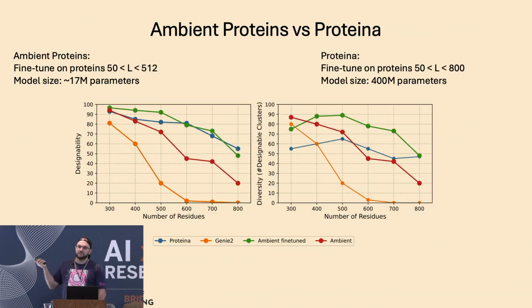But here's ambient diffusion versus ambient protein diffusion versus Proteina. You can see our model is competitive on designability, but we're actually crushing them on diversity because of our ability to go into these noisy proteins. So it feels pretty good to see that we have a model that is an order of magnitude smaller than theirs and is very, very competitive. And it's trained with several orders of magnitude less data, right? We didn't use 21 million proteins to train it.